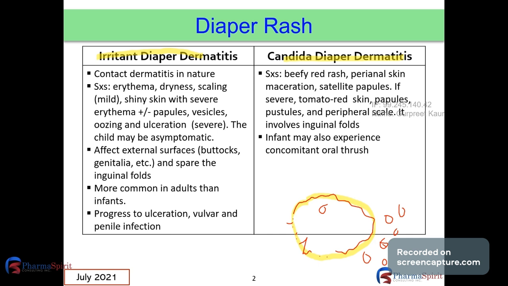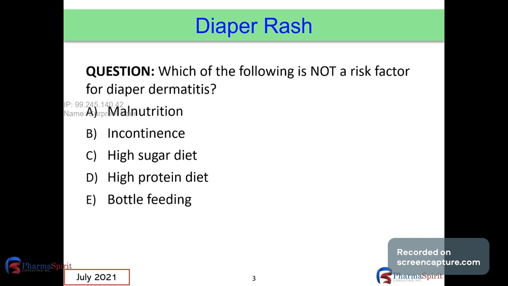Scaly borders, the color of the skin, beefy red or tomato red, the presence of these satellite papules, and finally, the inguinal fold is involved. Like there are some spots or some lesions in the inguinal fold. So now let's talk about the risk factors for diaper dermatitis.